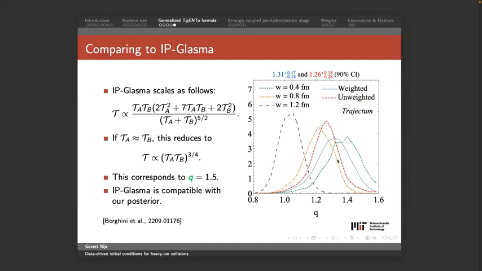And an interesting thing you could do in the future is to explicitly put this in and see if, for example, it's preferred over the previous Trento formula that we had, or maybe it's not preferred. I'd have to try it out.